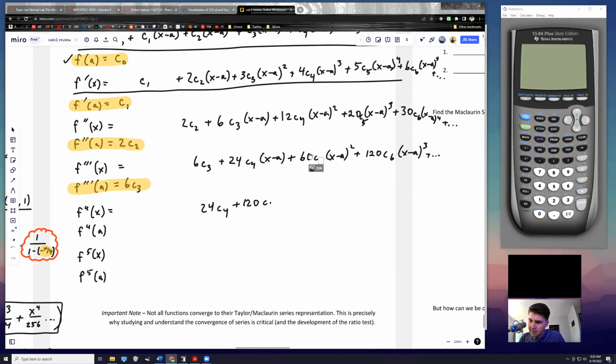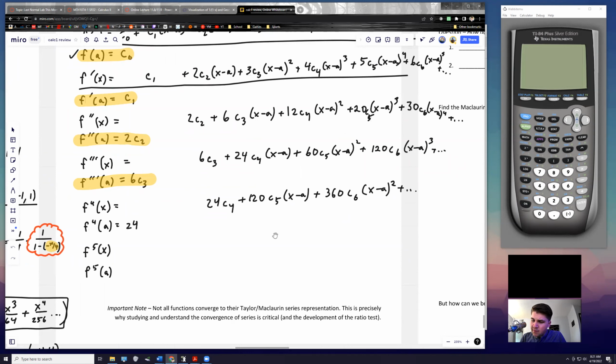So sorry, I'm messing up. Hard to talk and write all of this apparently. But yeah, derivative of this term will be 24c4. Drop the 2, I'll have 120c5. X minus a will go to the first power. I'll drop the 3 here. I'll have 360c6 times x minus a squared, and so on. And the fourth derivative evaluated at a will just be 24c4. And that's the important thing to figure out.